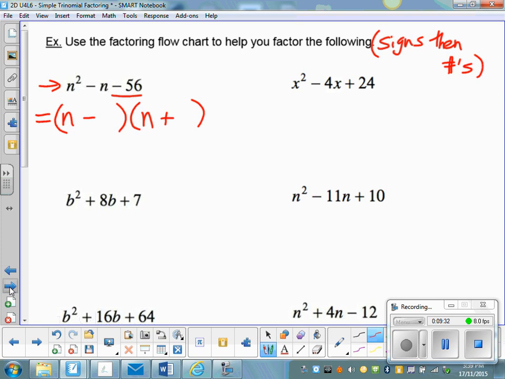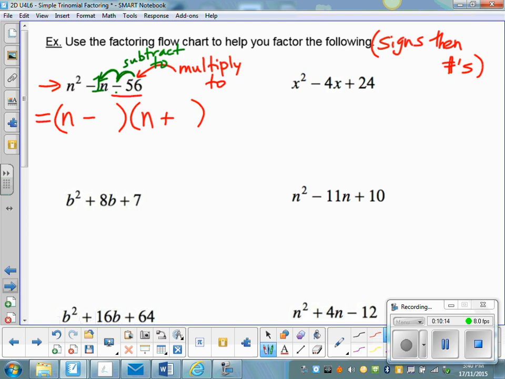Now here's what I have to do. I have to find two numbers that multiply to 56 and subtract, because of this subtraction sign here, to give -1, since the number in front of this n is a 1. So, numbers that multiply to 56 and subtract to give 1.